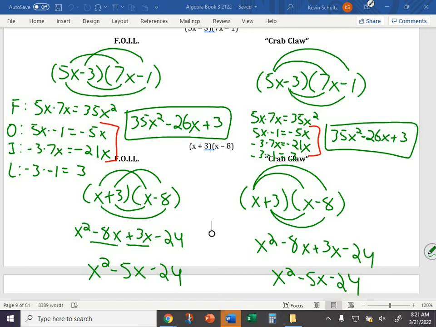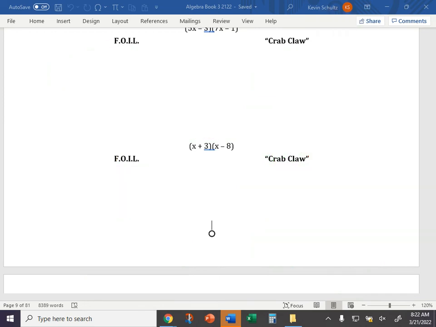Questions on this? Raise your hand if you are an Old Man FOIL fan. Raise your hand if you are a crab claw fan. I like doing FOIL, but I don't do crab either. Excellent, excellent. Crab claw has fewer lines.